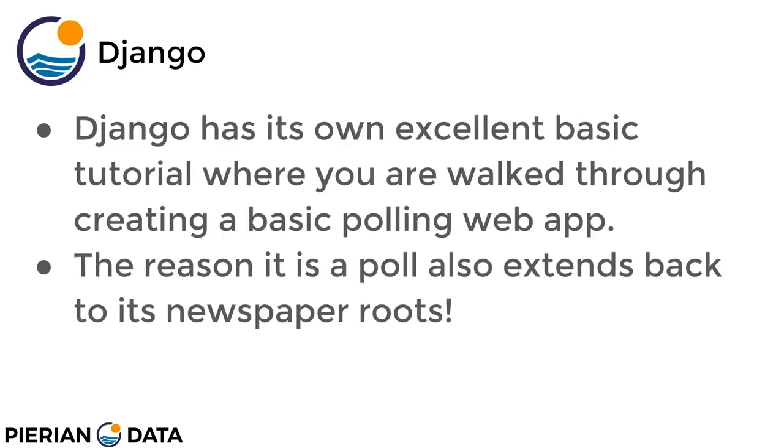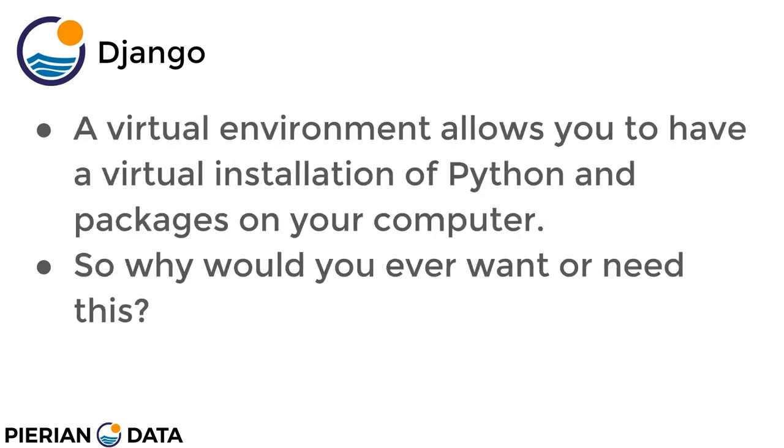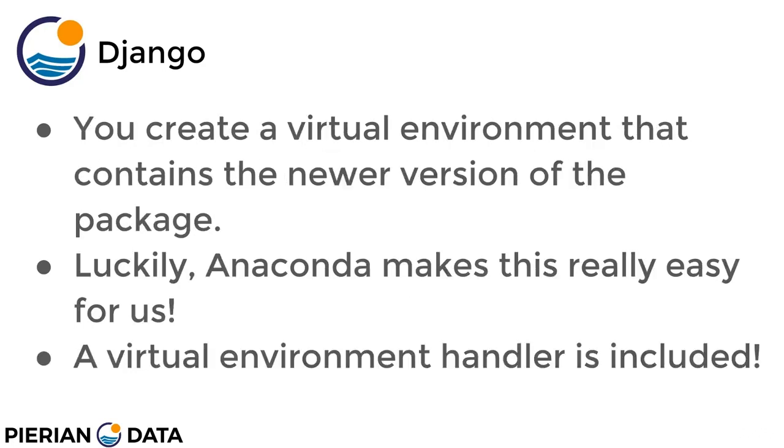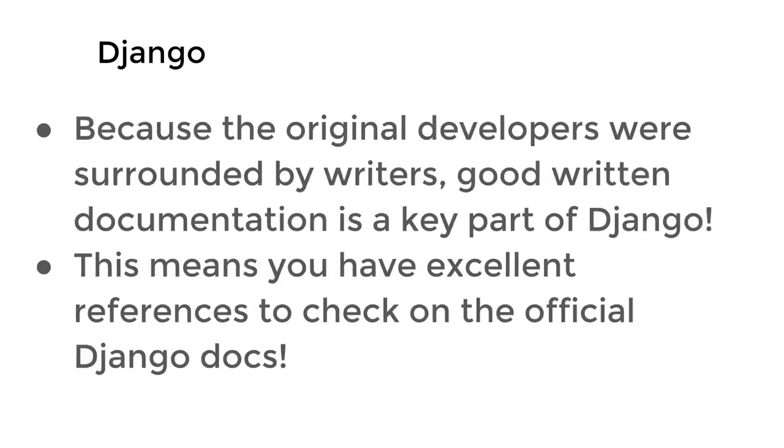framework. Django was created in 2003 when the web developers at the Lawrence Journal World newspaper started using Python for their development. And the fact that it originated at a newspaper is actually really important to the culture that surrounds Django. Because the original developers were surrounded by those newspaper writers, good written documentation is a key part of Django, and we're going to be exploring documentation as we go along through this part of the course.